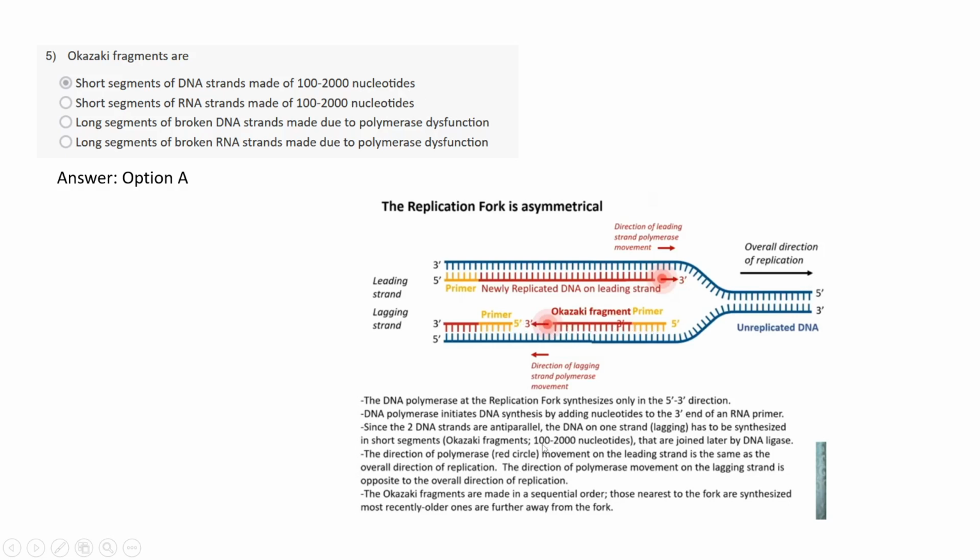That generally varies between the prokaryotes and the eukaryotes. In the prokaryotes, generally it is 100 to 400 nucleotides. In the eukaryotes, that is 1000 to 2000 nucleotides. So overall, it is 100 to 2000 nucleotide fragments.